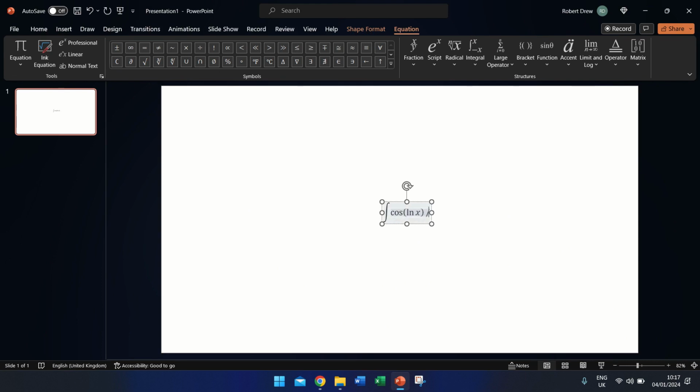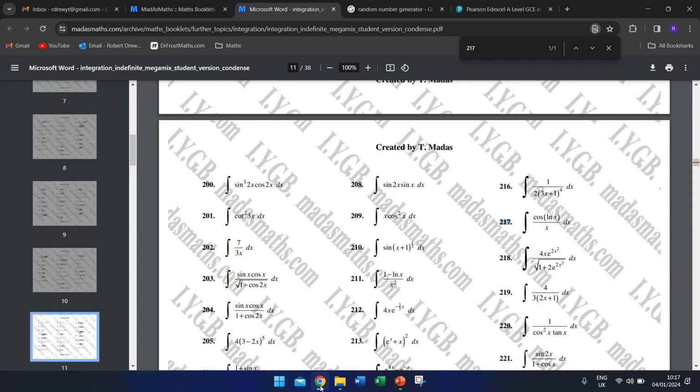And then how do I put this bracket here? There. Is that all good to go? I hope it's all good to go. It's all good to go.